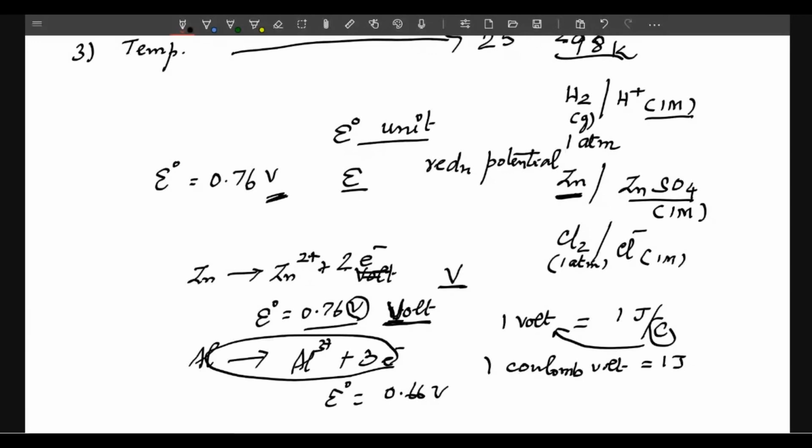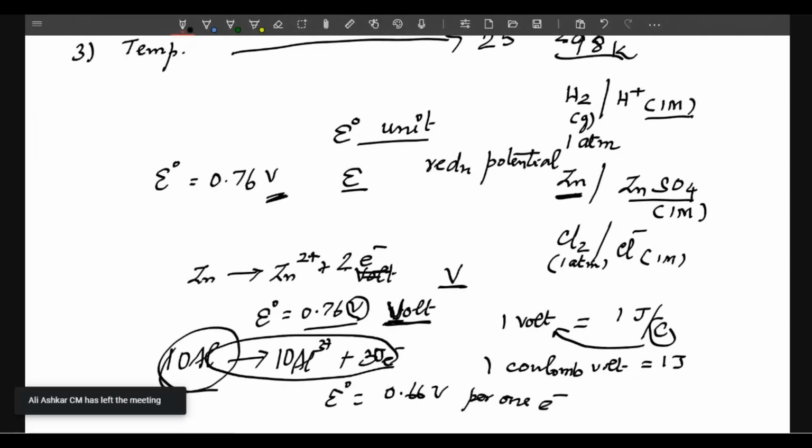Now take another case. 10 mole of aluminium I have taken. It releases 10 aluminium ions and 30 electrons. What is epsilon naught, the standard electrode potential? Once again, it is 0.66 volt. It will not be multiplied or anything, because this is for one electron. Whatever may be the quantity of aluminium you have taken, even if 0.5 mole of aluminium, once again what is the epsilon value? It is 0.66 volt. That is, if it releases one electron, so much potential difference would be there.